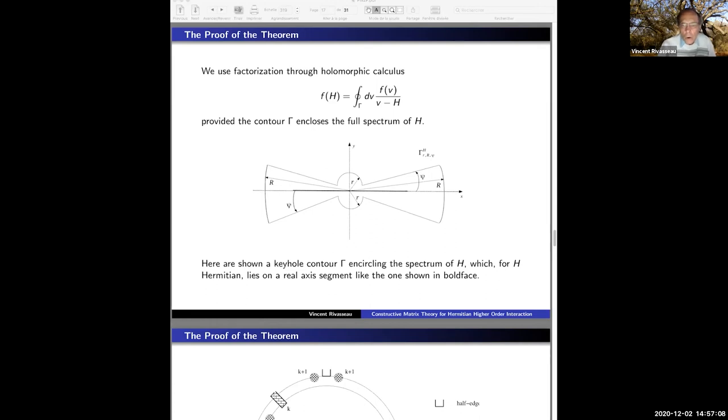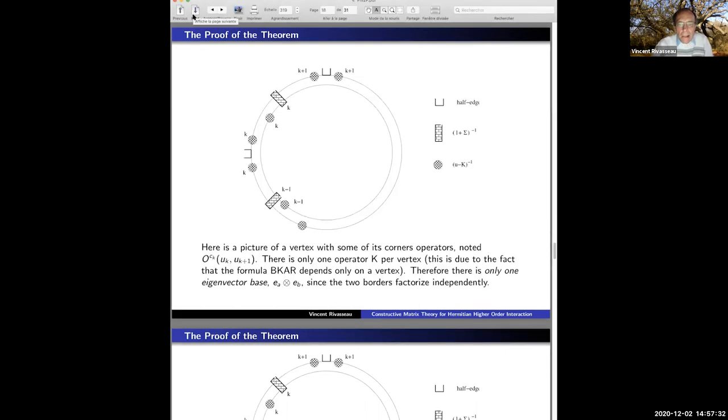Here is shown a keyhole contour gamma encircling the spectrum of H, which for H Hermitian lies on the real axis. Here is a picture of the vertex with some of its corner operators noted O of K, UK, UK plus one. There is only one operator K per vertex.